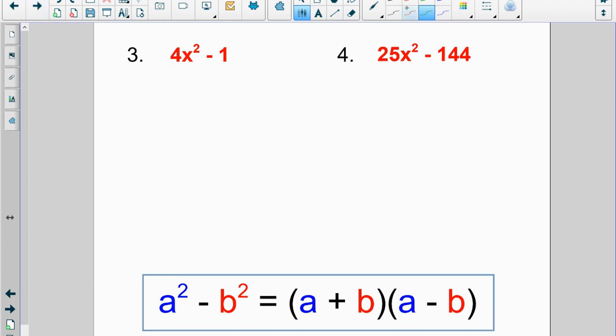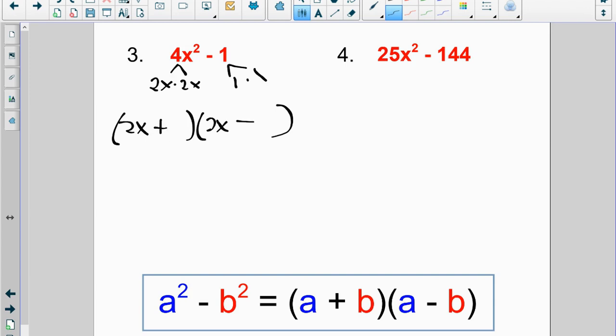For number 3, 4x squared minus 1. Well, let's see. 2 times 2 is 4. So that must be 2x times 2x to get 4x squared. And 1 times 1 is 1. So my special factoring is going to begin with 2x at the beginning of each one. One's positive, one's negative, and then I just put my ones in place.